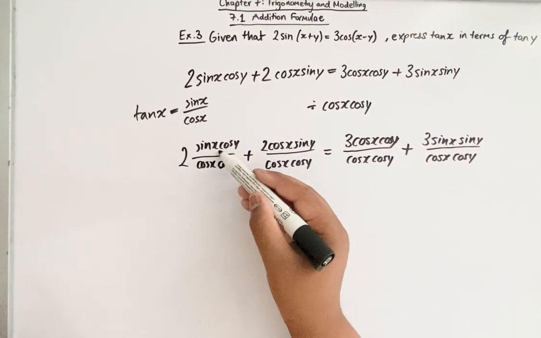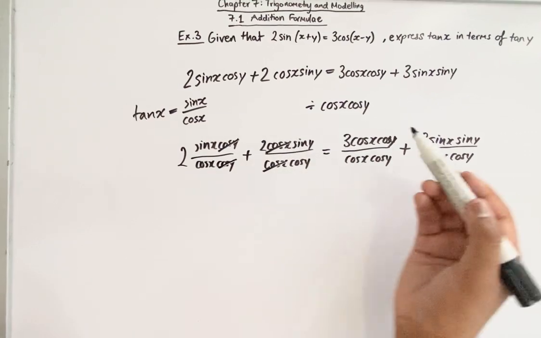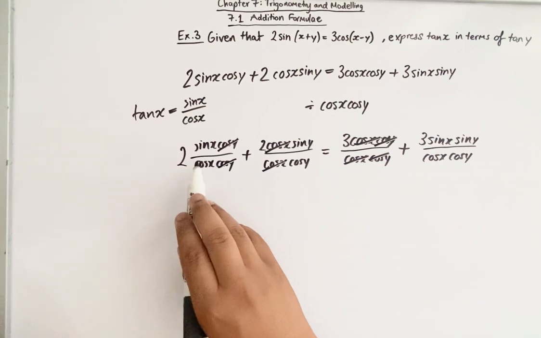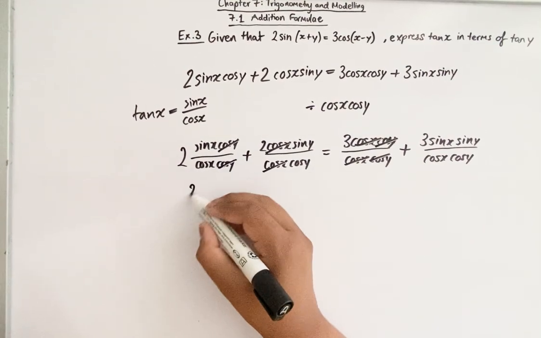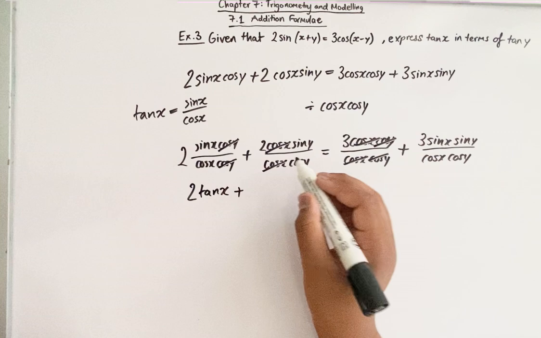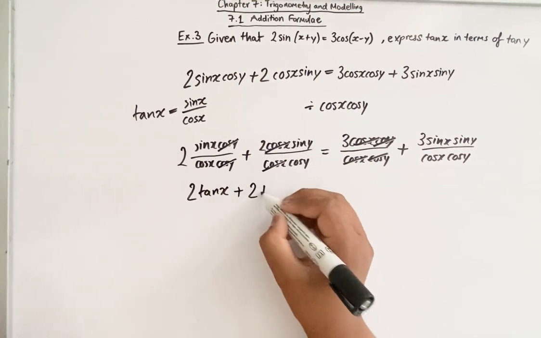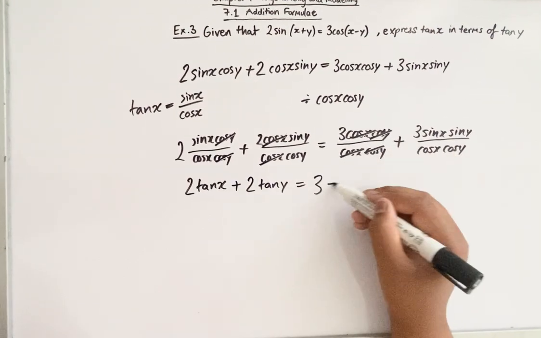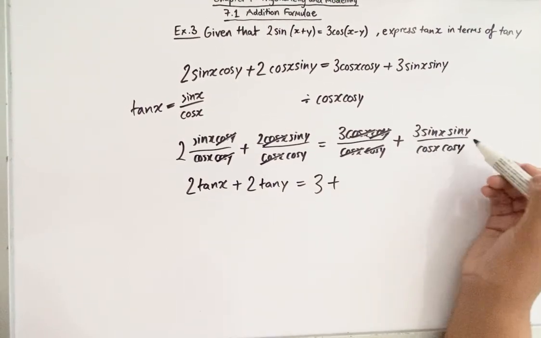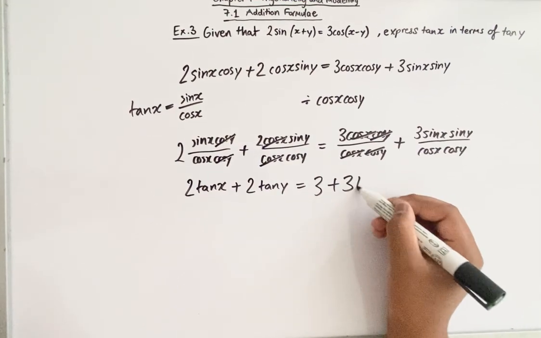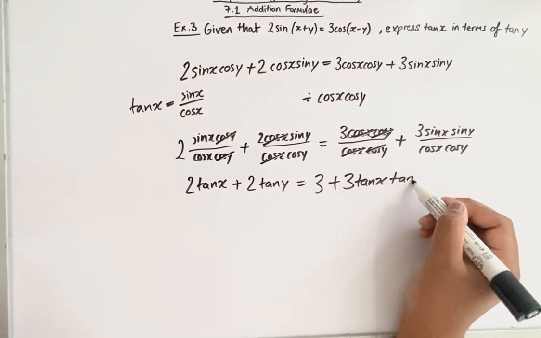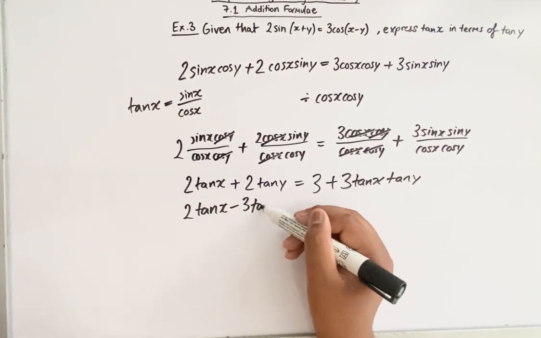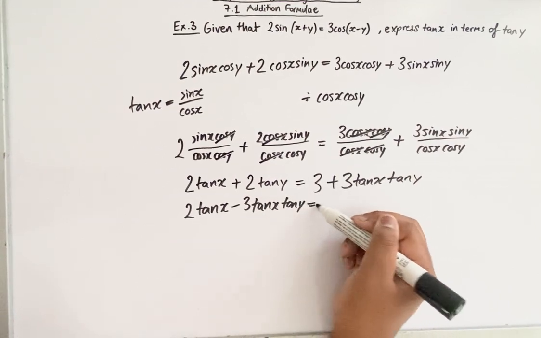Here we can see that the cos y will cancel out, cos x will cancel out, cos x cos y will cancel out, and so we're left with 2 times sine over cos, which is 2 tan x, plus sine y over cos y is 2 tan y, is equal to 3, because that will cancel to 1, plus sine x over cos x is tan x, and sine y over cos y is tan y, so we get 3 tan x tan y.